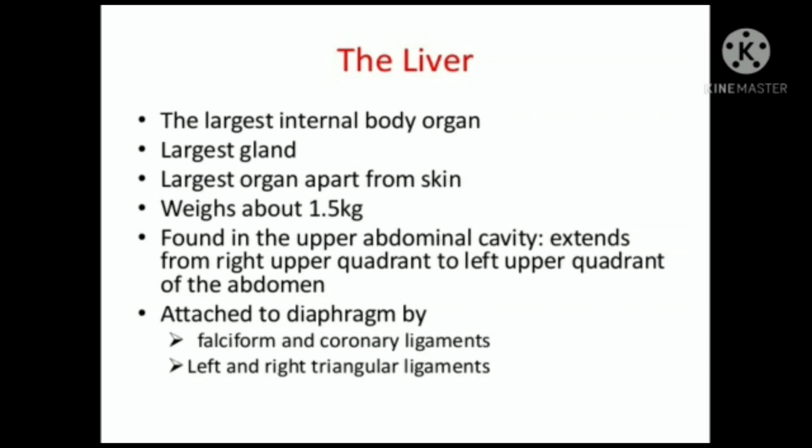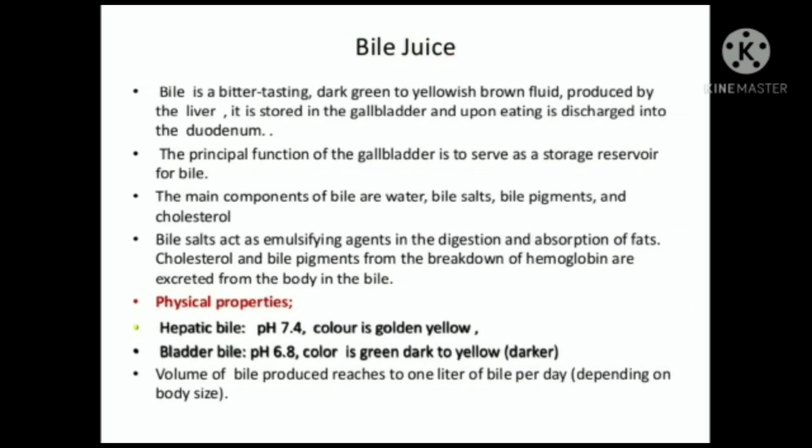The next gland is the liver. The liver is the largest internal body organ and is reddish brown in color. It is the largest gland of the body and the largest organ apart from the skin. It weighs about 1.5 kg. It is present on the right side of the upper part of the abdomen. It secretes bile juice. Bile is a bitter-tasting, dark green to yellowish brown fluid produced by the liver. It is stored in the gallbladder and upon eating it is discharged into the duodenum.